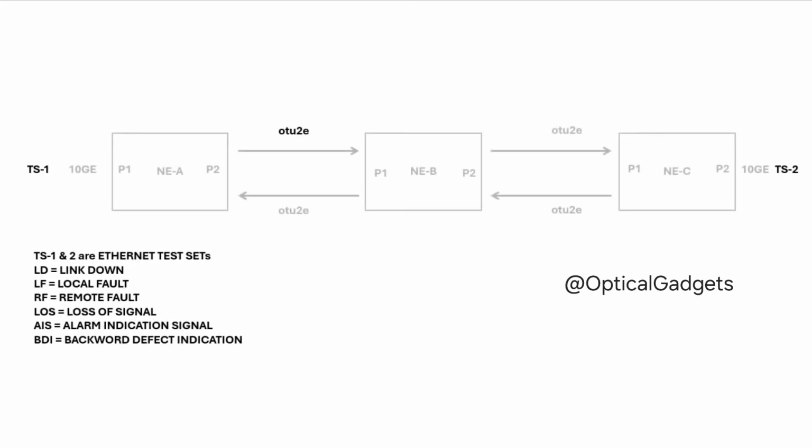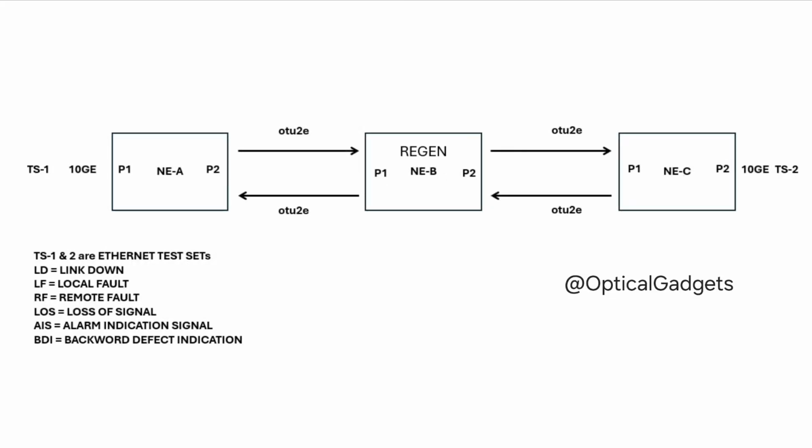Imagine a 3-node setup with the middle node as a regenerator node. A fiber cut occurs on node B OTU2E P1 port. Loss of signal alarm will report on node B network port OTU2E P1. Due to this, node B P2 port will insert ODU AIS in downstream and node B P1 will insert BDI in upstream.